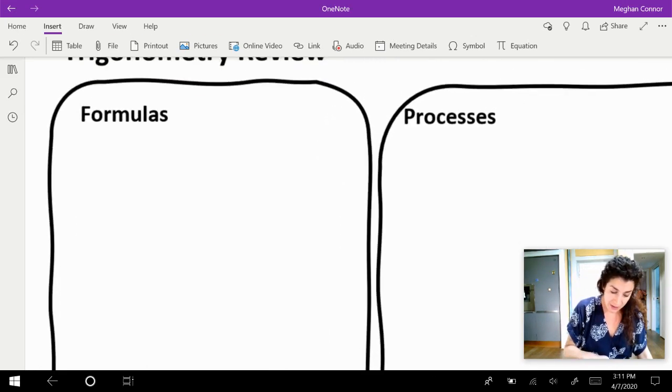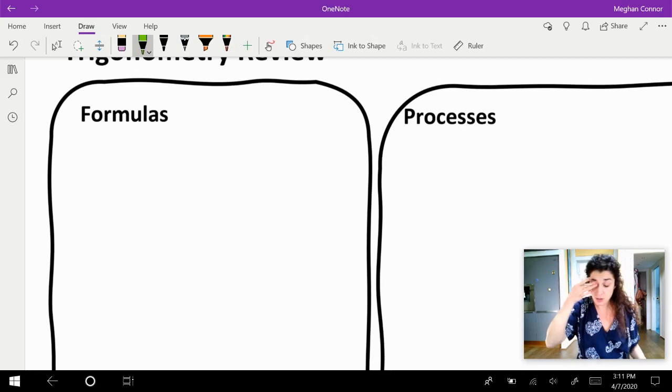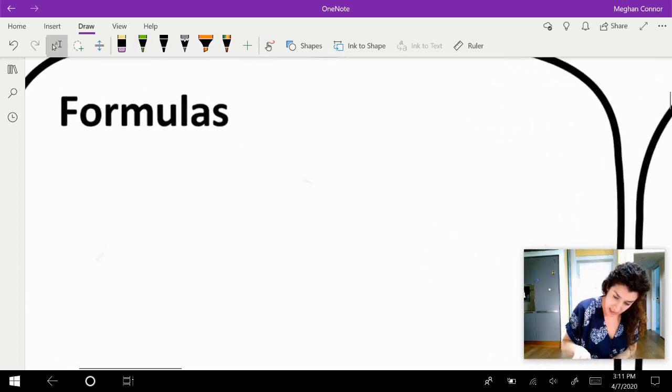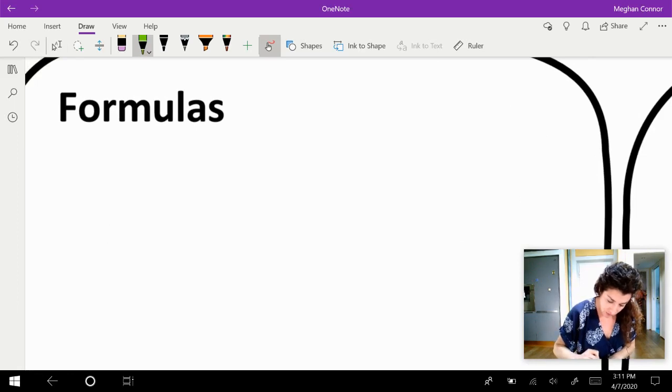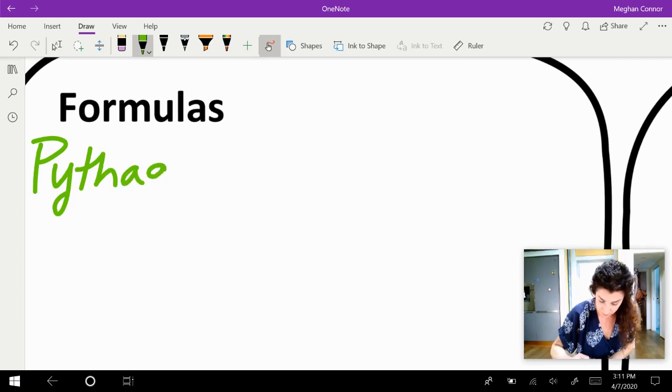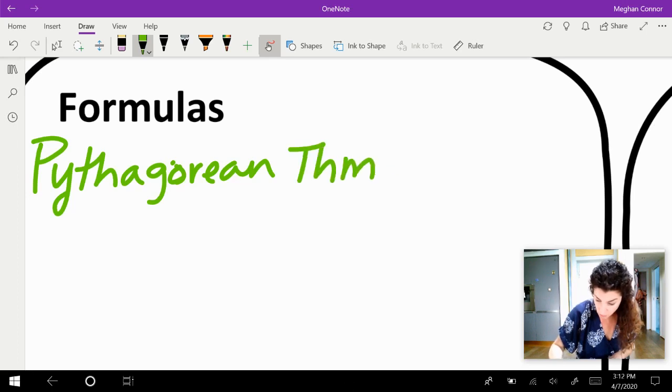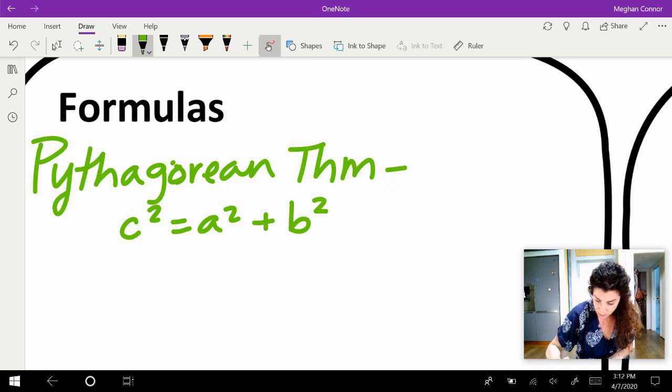All right, at the very beginning of our trigonometry section, which was 5.2, we talked about the Pythagorean theorem. That should be something that you feel pretty confident with at this point. If you do not, definitely let me know or do some research. The Pythagorean theorem is c squared equals a squared plus b squared. That is our Pythagorean theorem. It's only used for right triangles, and c is the hypotenuse.